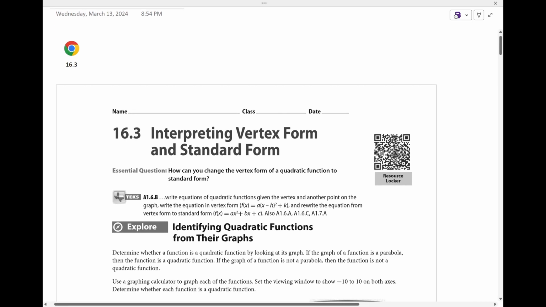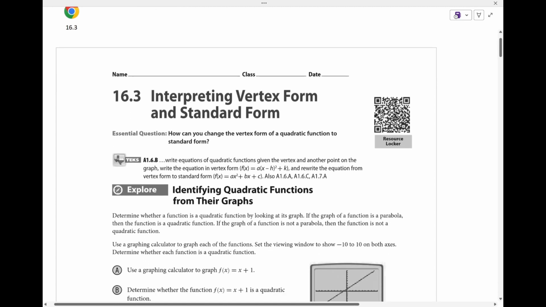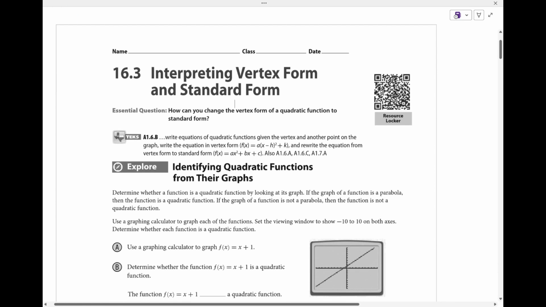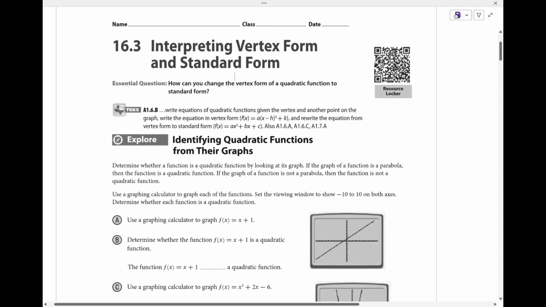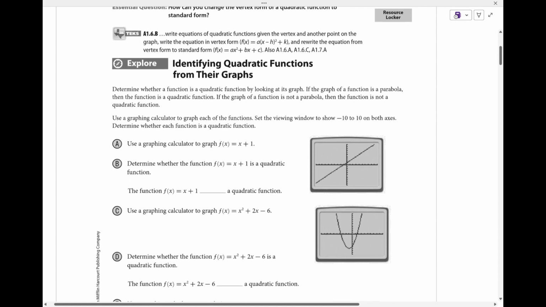Now last lesson we learned about vertex form a little bit. Remember, it's called vertex form because it's very easy to figure out what the vertex is from that equation. And standard form is actually something that we've looked at before for polynomials in general, but we're going to look at it for quadratics. But before we get into any of that, this first part is just going to help us identify quadratic functions based on the graph.